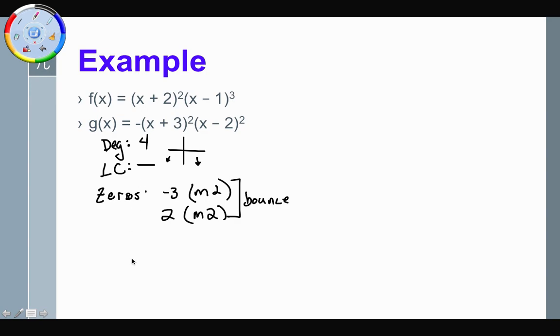And when we also find our y-intercept, we need to plug in x equals 0, so we get negative 3 squared and negative 2 squared. So we get the negative that's in the front, plug in x equals 0, we get 3 squared and negative 2 squared. So we get negative times 9 times a positive 4, so we get a negative 36. It's a big number, but it's not something we can't do.